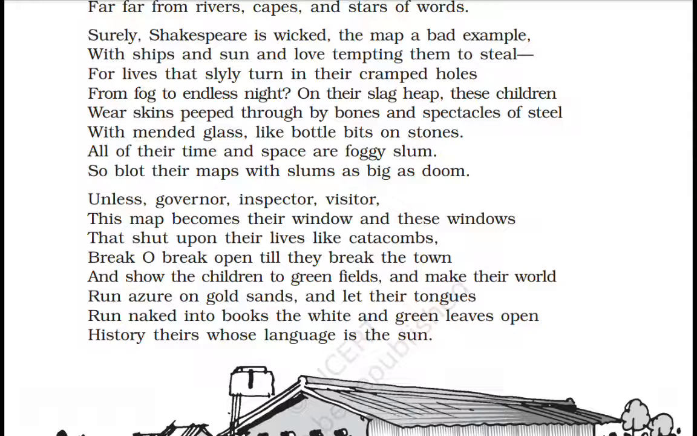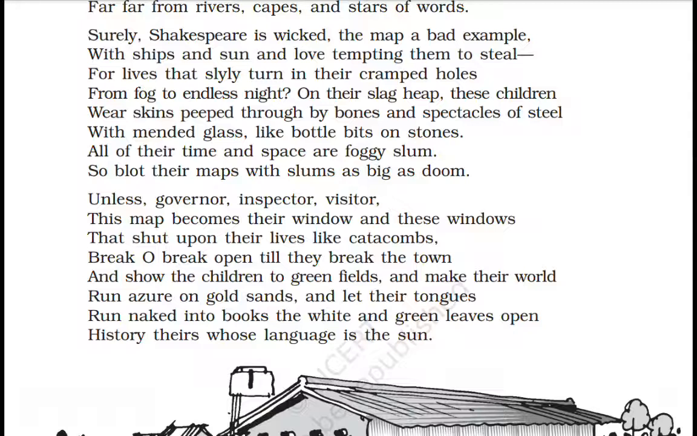The white and green leaves open for them also. White here refers to books and green here refers to nature. Leaves means pages, which means nature is also a teacher and books are also teachers. So the books and nature should be made open for them, so that they can gain knowledge from the books as well as from nature, which is also a teacher.